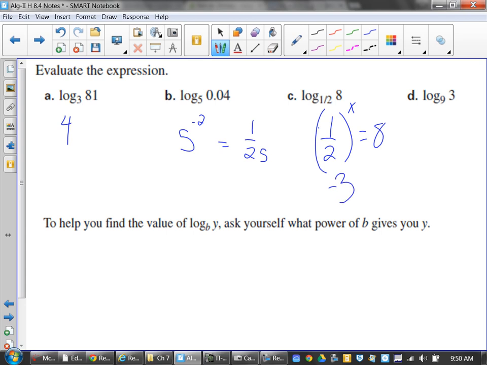Okay. And what's the last one? It's 1/2. Not -1/2, it's just 1/2 power, because 1/2 power is square root. 9 to what power is 3? Take the square root of it. Again, it's things you're going to be calculating out by hand. You're not going to use your calculator on these.